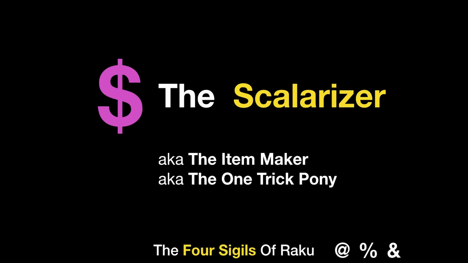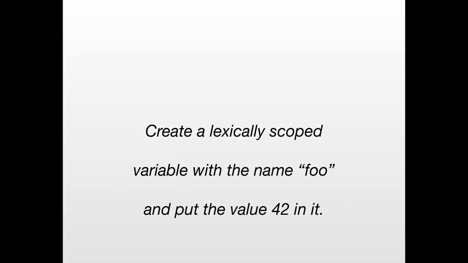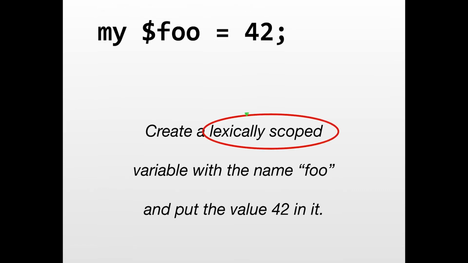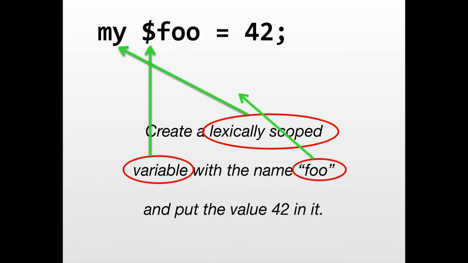So let's suppose we want to create a lexically scoped variable with the name foo and put a value 42 in it. How does that look? It looks like this. We have a lexically scoped variable, that's what the my indicates. We have a variable with the sigil $, with the name foo, and we use the equal sign to put the value 42 in it. So what does this display? This doesn't display anything because it doesn't output anything.